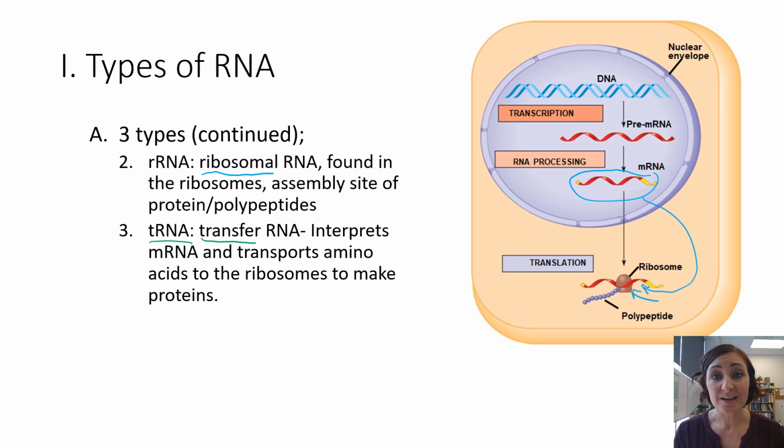Well, the job of tRNA is to transfer that amino acid to the correct position based on the sequence of codons on the mRNA. So it transfers amino acids to the ribosome for assembly, and it is the ribosome's job to create those peptide bonds that link one amino acid to the next, to the next, to the next.